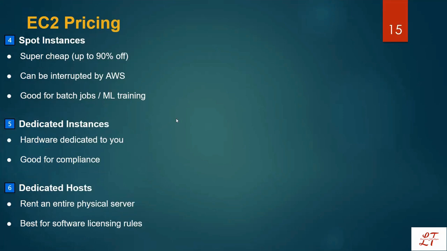And Spot Instances are where AWS will allow you to use unused EC2 instances. But the problem is that AWS can interrupt those EC2 instances at any time. So it is super cheap, up to 90% off, and it's very good for batch jobs and machine learning model training. And with the dedicated instance, the entire hardware is dedicated to you, and it's also good for compliance. And the dedicated host is where AWS allows you to rent the entire physical server for yourself, and it's best for software licensing and licensing rules.